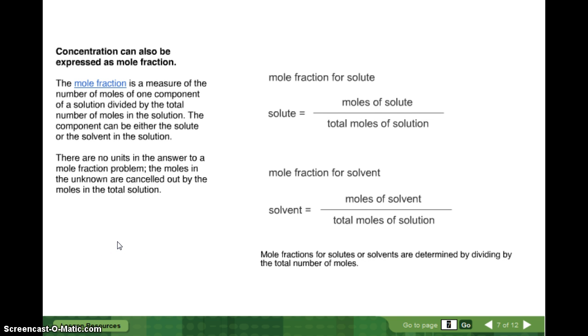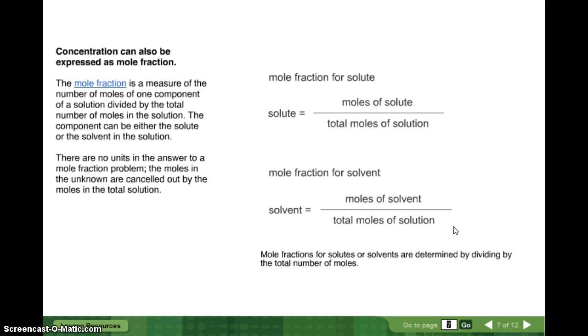Concentration can also be expressed as a mole fraction. The mole fraction is a measure of the number of moles of one component of a solution divided by the total number of moles in the solution. The component can be either the solute or the solvent in the solution. So in other words, we can do the mole fraction for solute. We take the moles of solute divided by the total moles of the solution. Or we can do the mole fraction for the solvent. We just take the moles of solvent and again divide it by the total moles of solution.